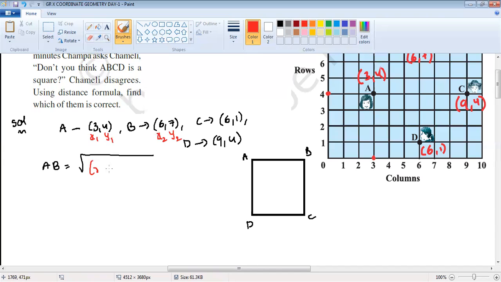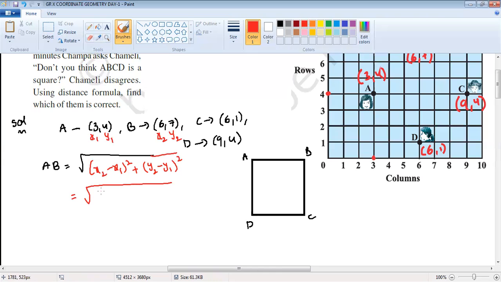Same formula, please write it: x2 minus x1 whole square plus y2 minus y1 whole square. At least once you are supposed to write the formula, or if you write all the ways the formula, then there is an additional mark, at least that it is. Marks they will give full-fledged.